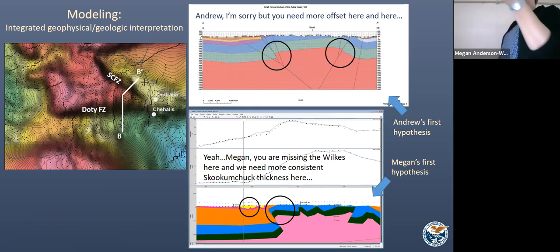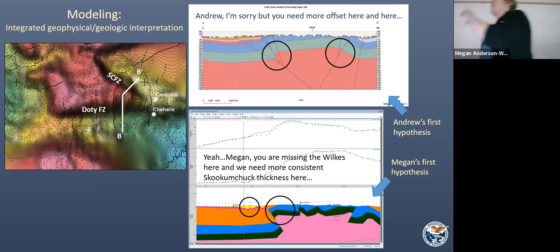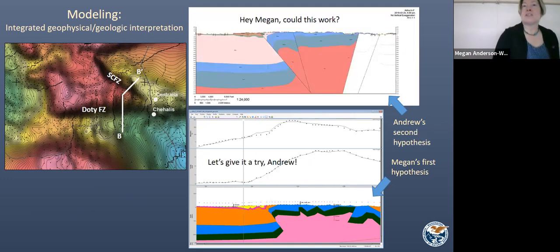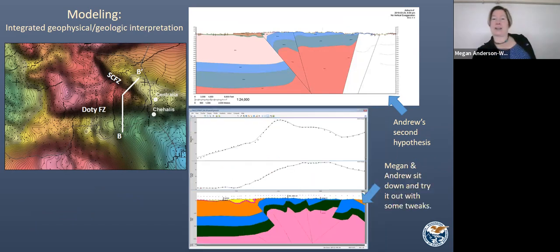You didn't even put the Wilkes formation in there. That should be in your basin. And also, the sediments need to be more consistent thickness because of the sediment environment they're deposited. So we're putting in constraints from two kinds of geophysics and also the best geologic constraints we have all into the process. So then Andrew says, hey, Megan, I drafted this. It looks more like your model. Could this work? And I say, hey, let's try it, Andrew.